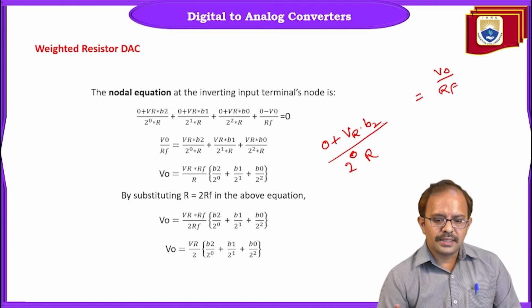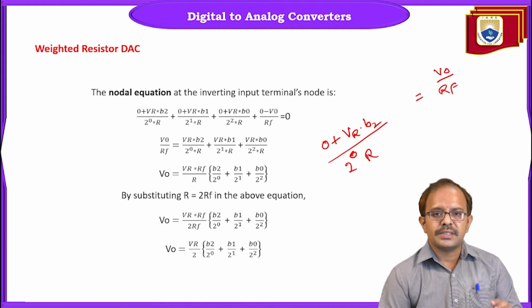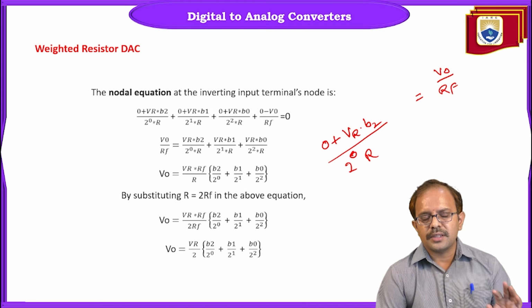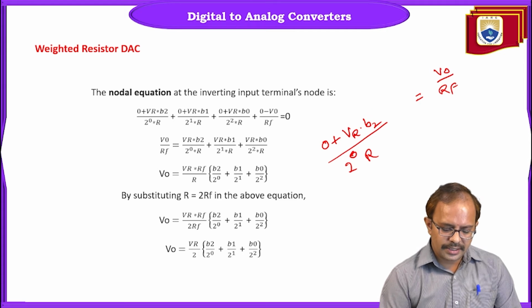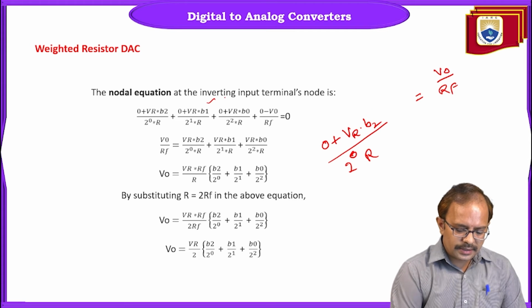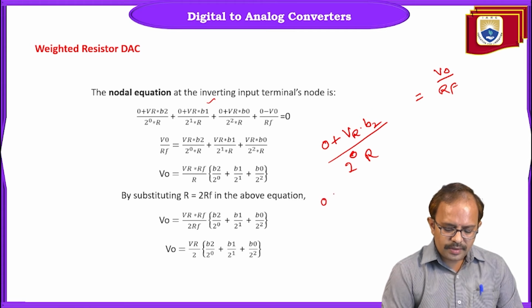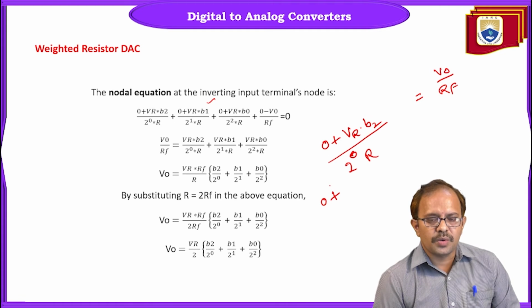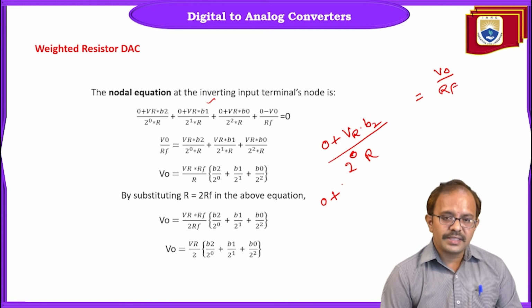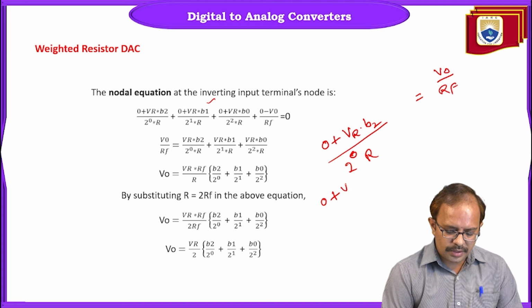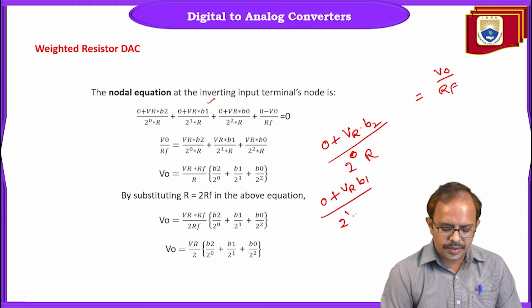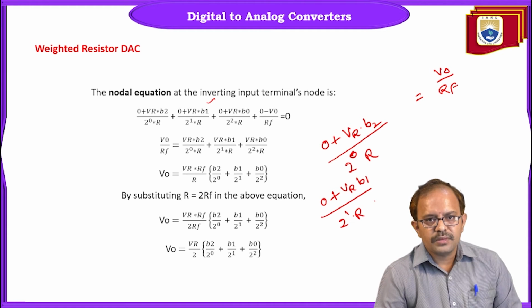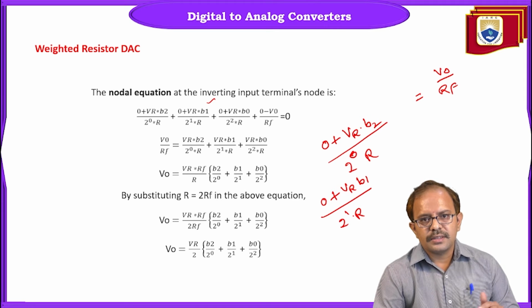And we have the second switch, which is connected for the binary data B1. Once again, if the switch is connected to 0, the term will be 0. If it is connected to the reference voltage, we are going to have VR into B1 divided by the weight of the resistance, which is 2 power 1 into R. This will be the second term for the second bit.